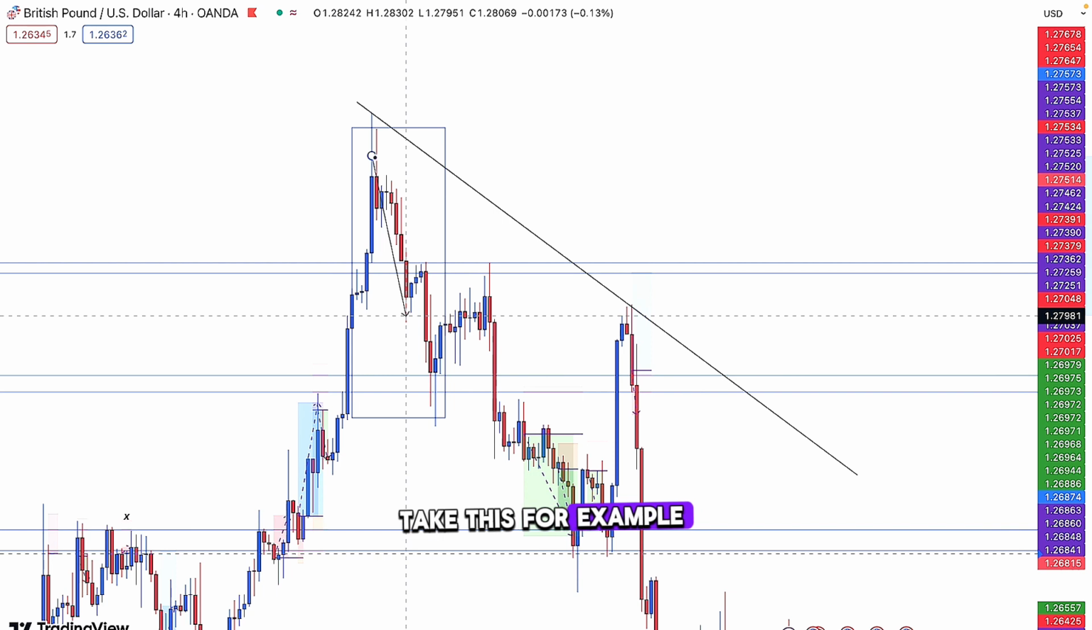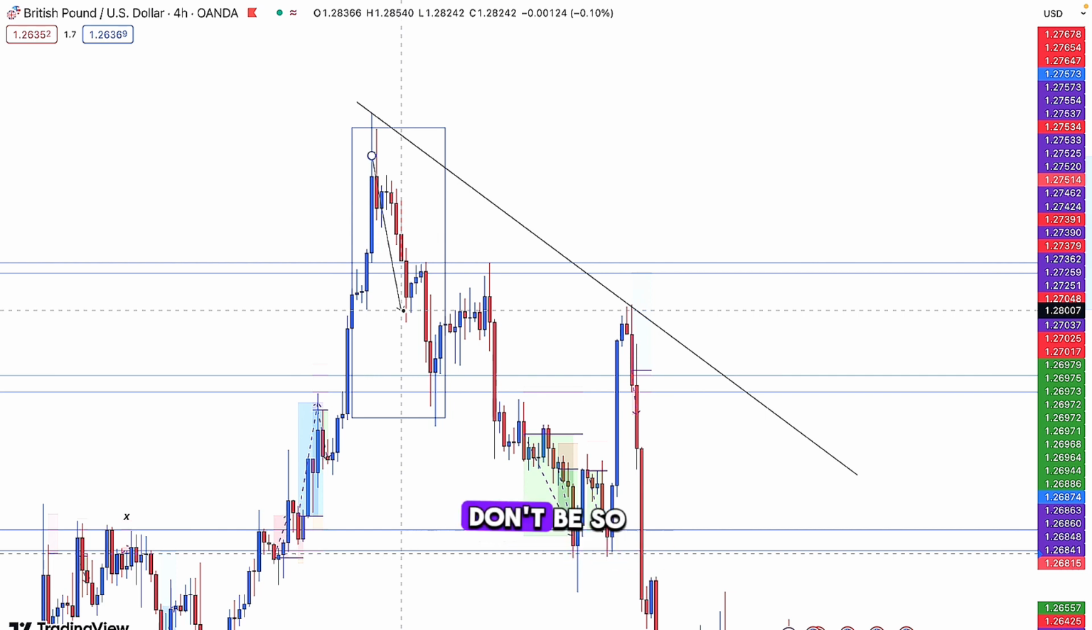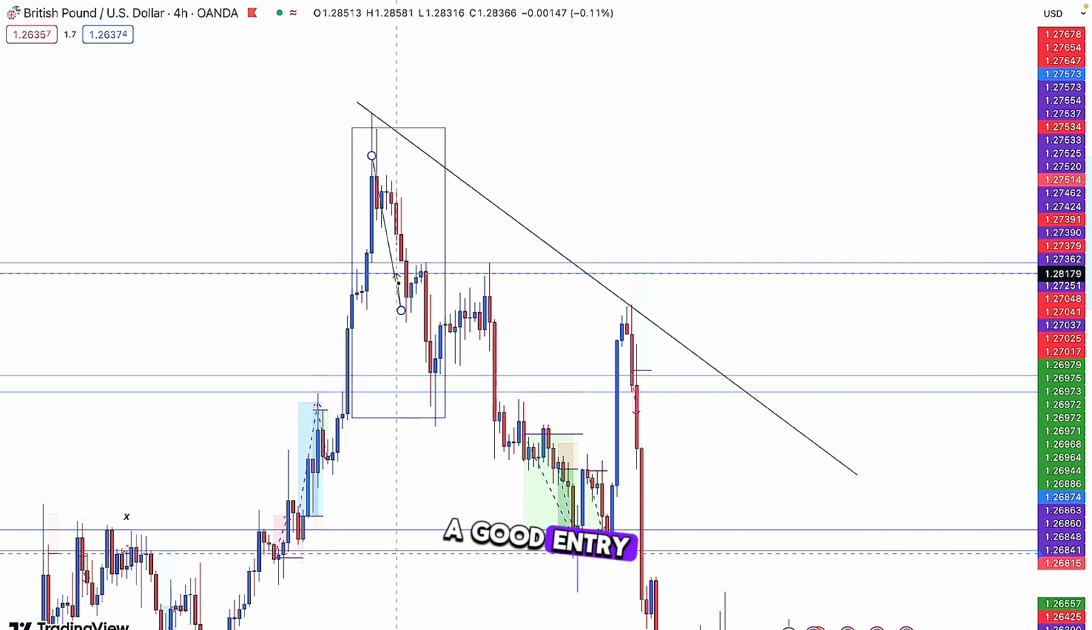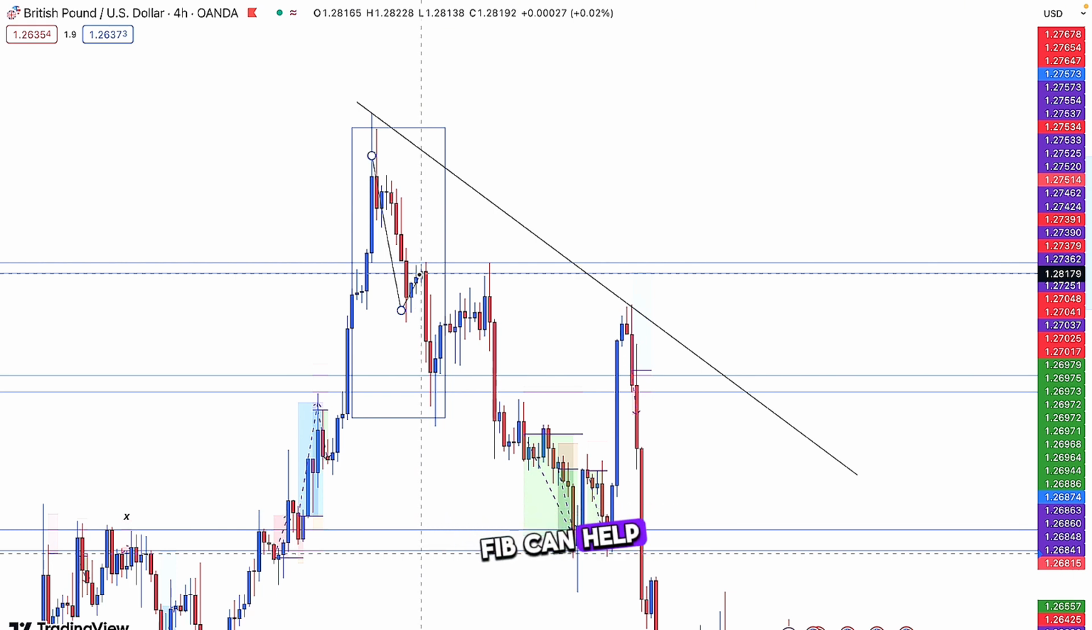Take this for example. You've missed out on these moves massively, and you're now eager to place a trade. Don't be so scared of missing out. Instead, wait for your perfect entry. Yeah, my name is Perfect anyway. Wait for my entry. When you see my entry, you enter. Then, how can you know that this market wants to give us a good entry? Fibonacci can help. Do you understand? Fib can help.